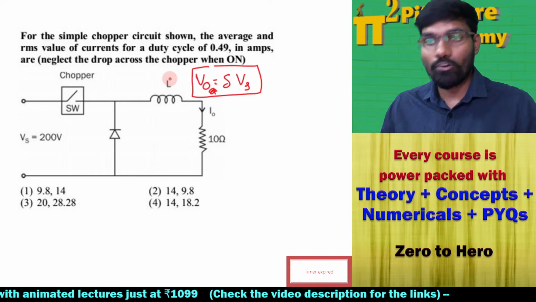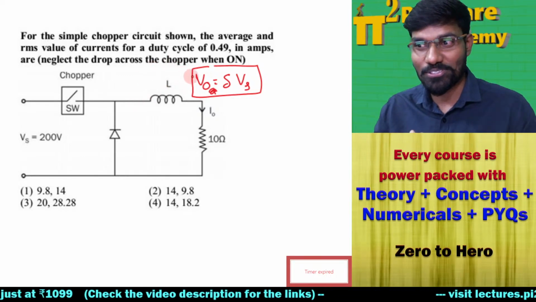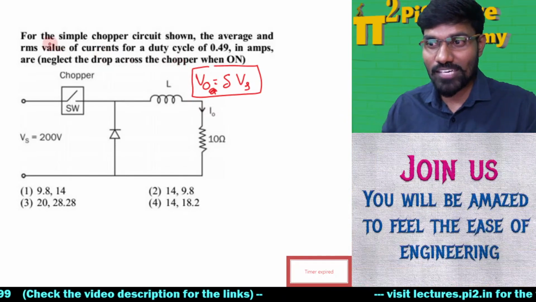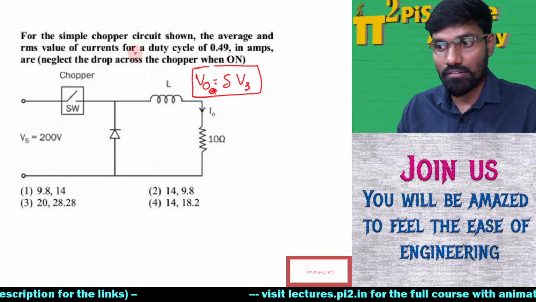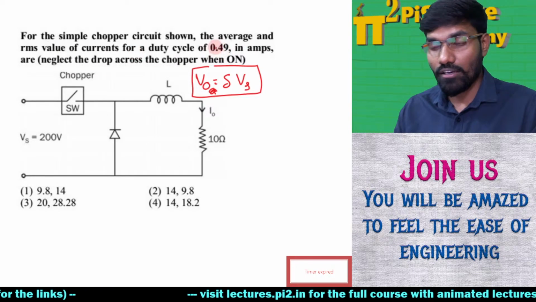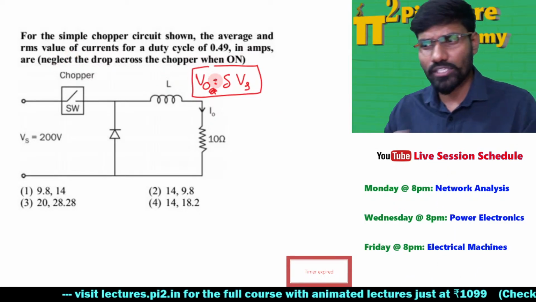Then look at the question. Till then, don't even read the question. Now we have written this. Now read the question. For the simple chopper circuit, the average and RMS currents for the duty cycle of 0.49, in amperes, are? Neglect the voltage drop and all.